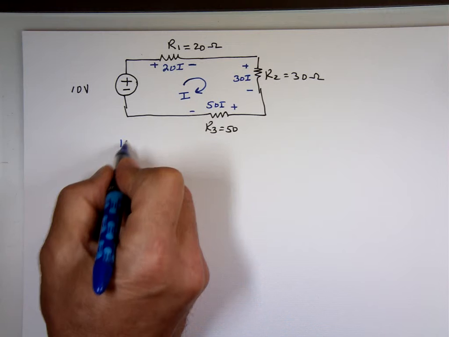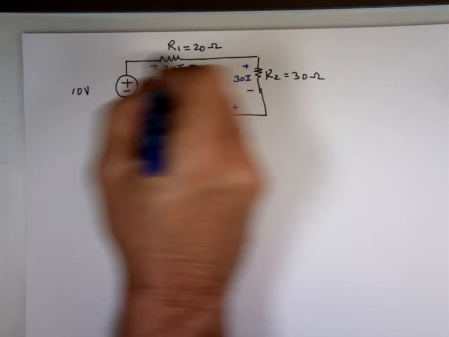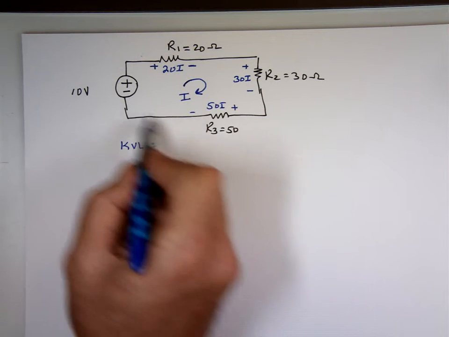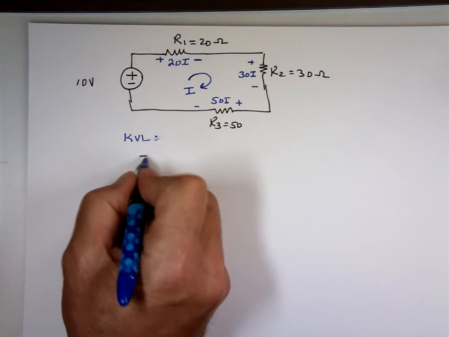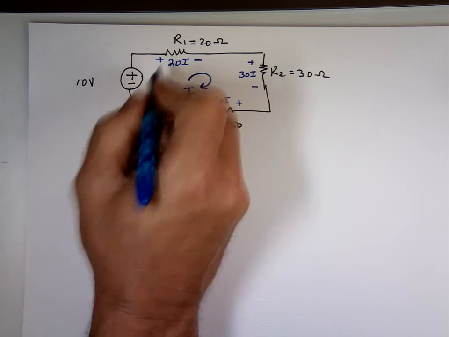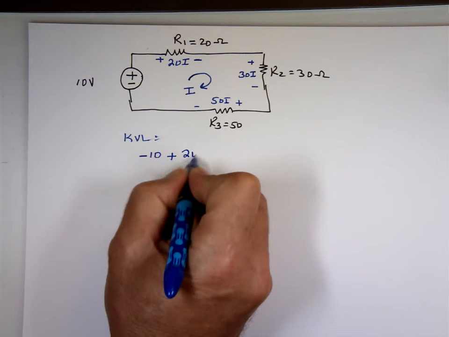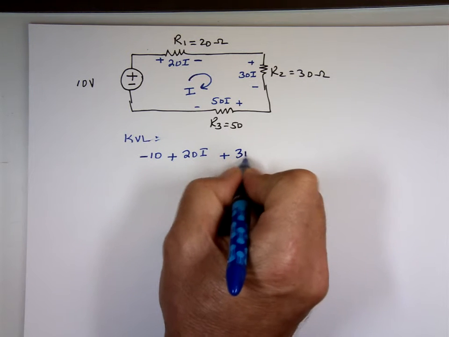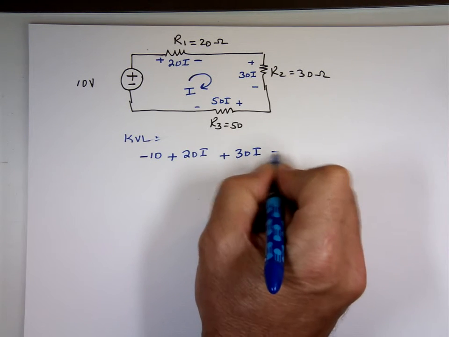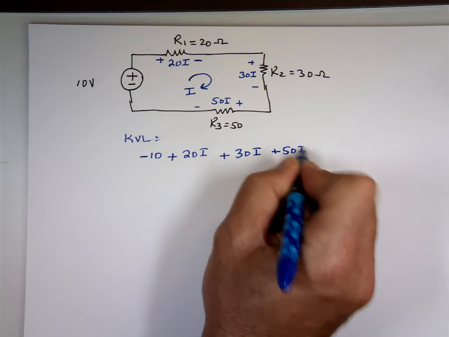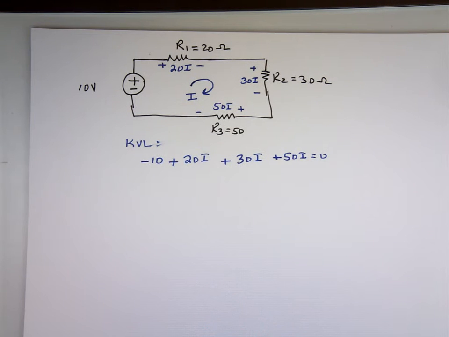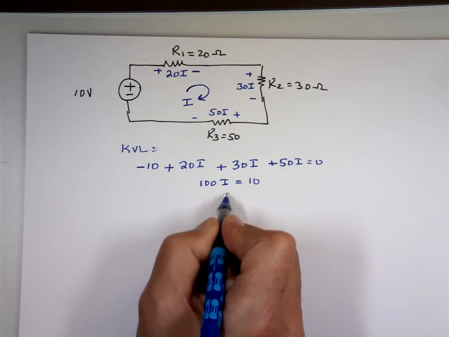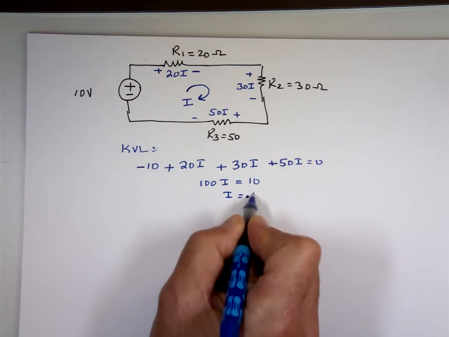KVL, Kirchhoff's voltage law: if you take all the voltages in the closed loop, it should equal zero. Let's try that. Entering minus to plus, that's a minus. I'm going plus to minus, that's plus. Plus to minus, that's a plus. Plus to minus, that's a plus. 100I equals 10. What is I equal to? 0.1.